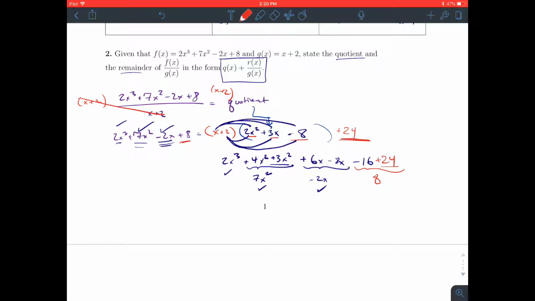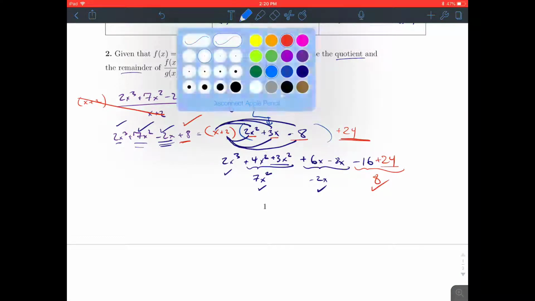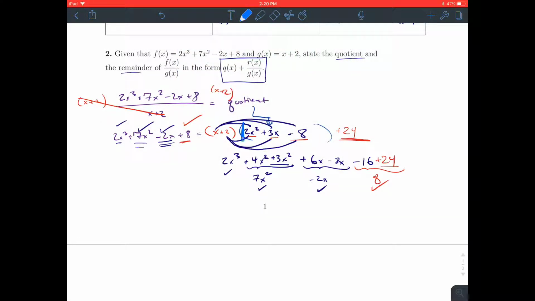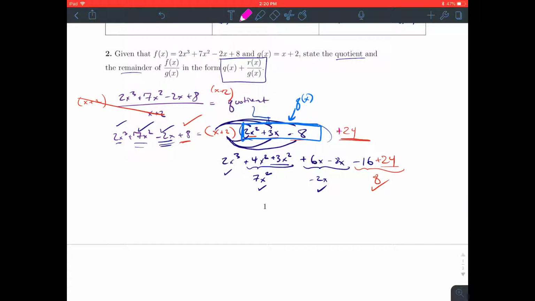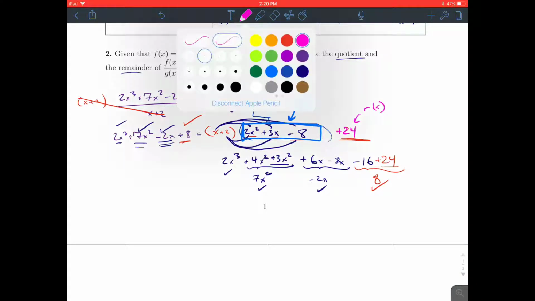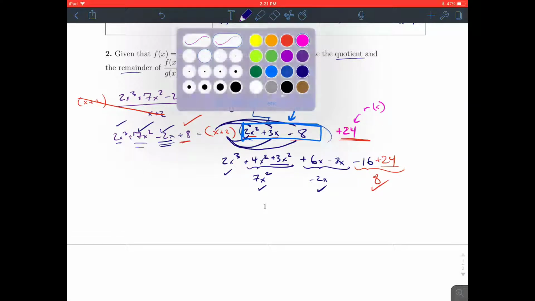So if we do plus 24 here, that does give us our 8, and we're all set. The last part here is to actually identify what we've got. So here we've got our blue quotient. This is q of x. Here we've got, let's see, what color should I use? I'll go pink. This is our pink remainder, r of x. And then we know f of x and g of x based on the original problem.